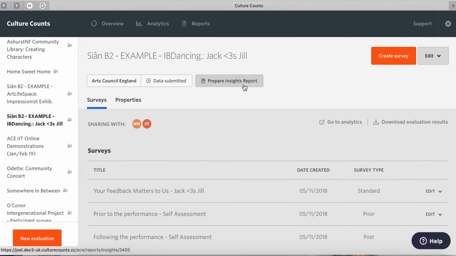Now, your insights report is a report which can be downloaded directly from the Impact Insight Toolkit on the Culture Counts platform for you to send to your relationship manager. You can also, of course, use it internally to inform board meetings or just to prompt discussion. So let's take a look at that now. Prepare insights report.